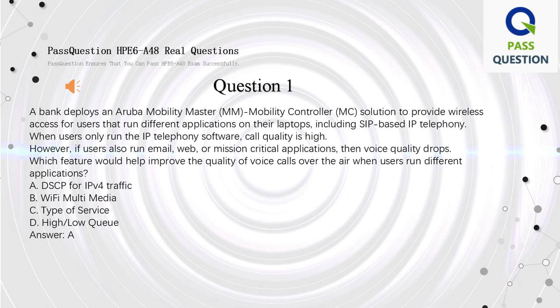A. DSCP for IPv4 traffic. B. Wi-Fi Multimedia. C. Type of Service. D. High-low queue. Answer: A.